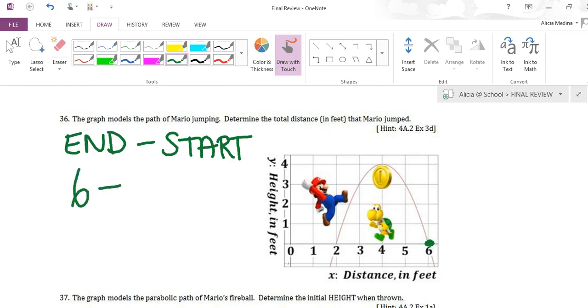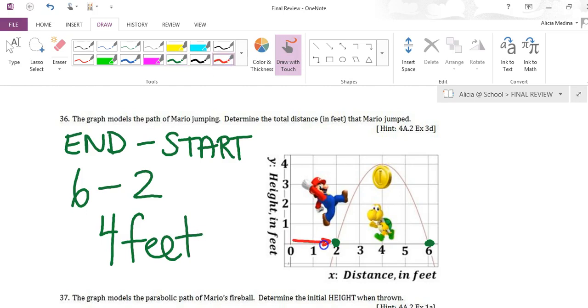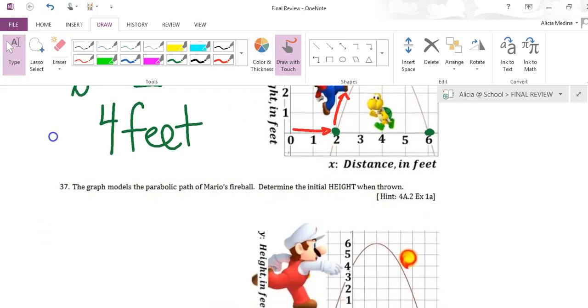And we have to subtract where he started. So he started right here at the ground of 2. So 6 minus 2 is 4 feet. Notice that he wasn't at the ground at 0. He was probably just walking forward. And then once he reached that 2 feet, that's when he actually jumped upward. So you have to do the end minus the start.